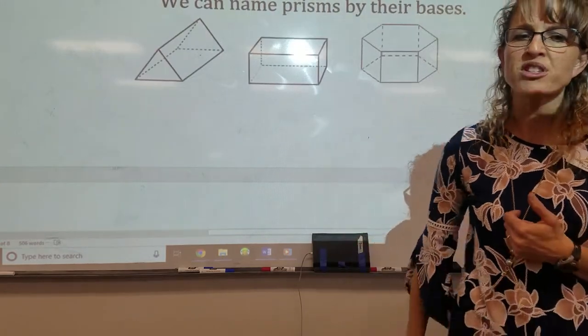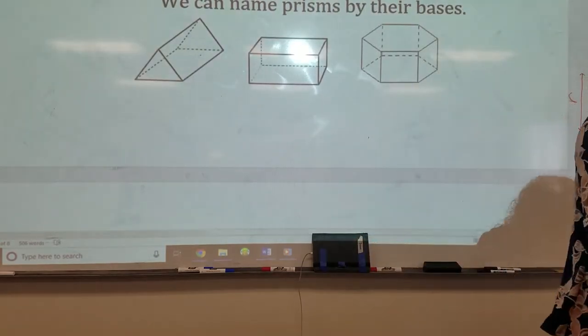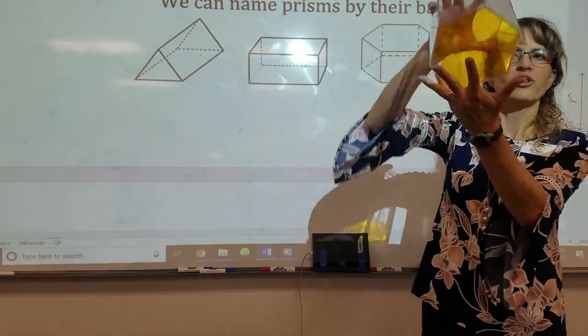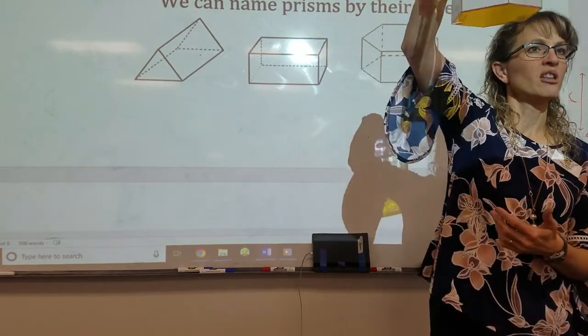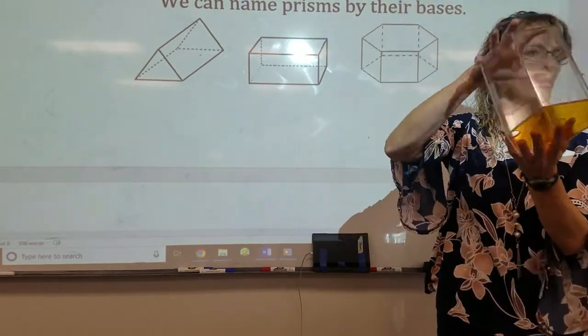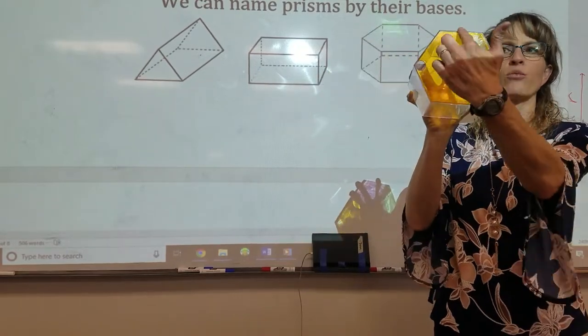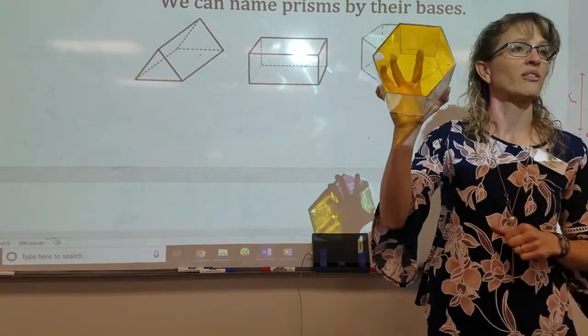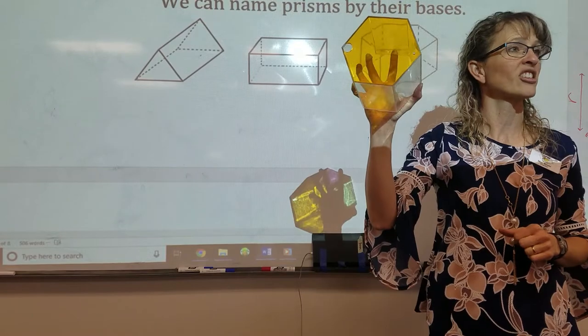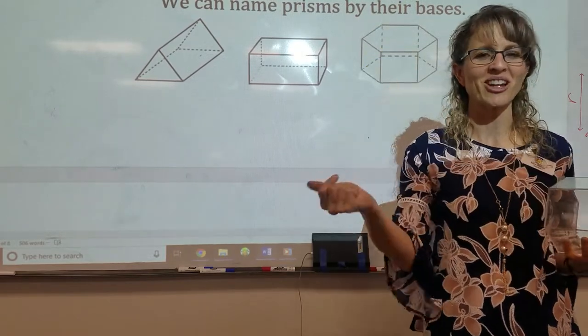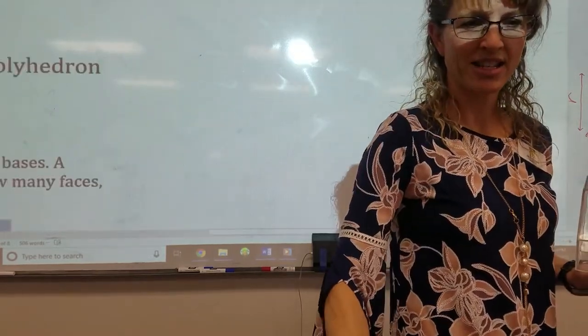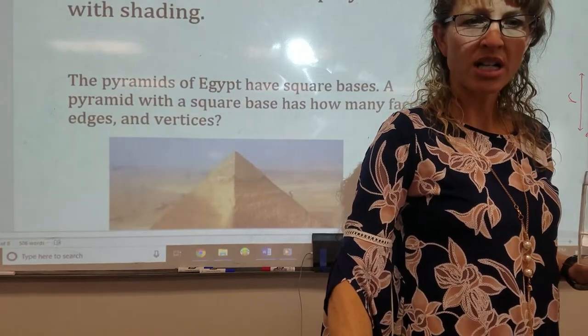We can name prisms by their bases, so this one's fun. If I took that shape right there, put it in the mud and pushed it through, I'd end up with this shape. So we name it by its base. If this is a 1, 2, 3, 4, 5, 6 sided figure, it's a hexagon, so we call it a hexagonal prism. What is it called? Get ready. Hexagonal prism.